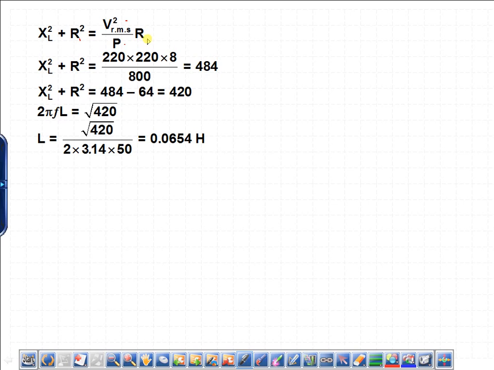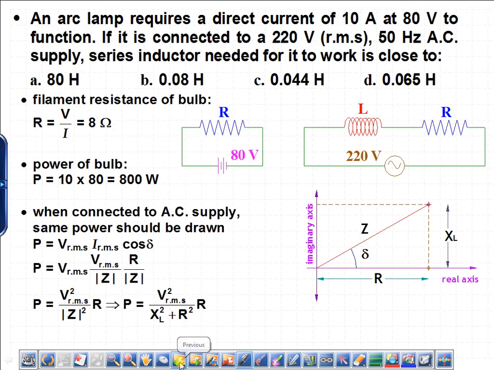Our purpose in the problem is to find out what should be the value of inductance. So keeping up all the values that are available to us, we get this inductance after some calculation, of course, as 0.0654 Henry. So correct option in this case comes out to be option D.